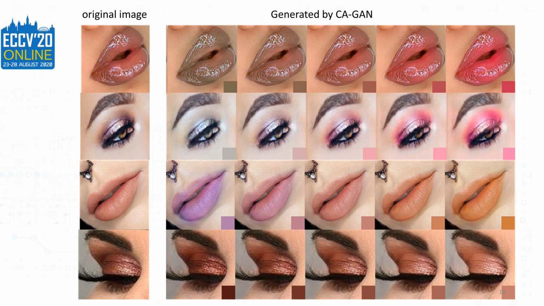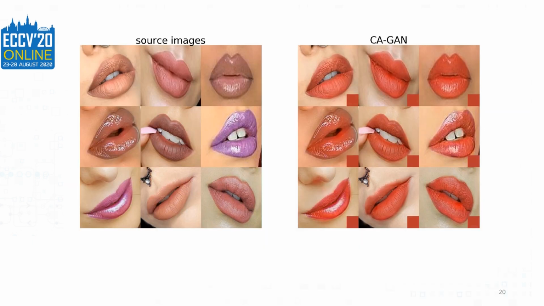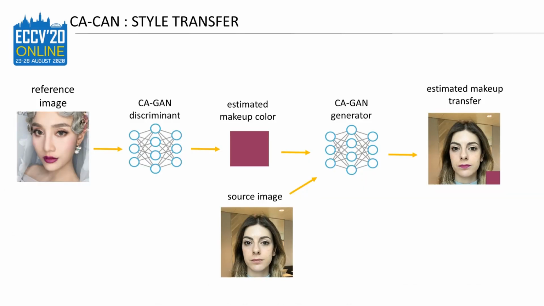Notice that even though there is no special information passed to the generator, our weakly supervised approach is capable to learn an accurate segmentation of the object of interest. In addition, since color is represented in a three-dimensional space, our model can modify color in a continuous manner to reach any shade variation. To perform makeup transfer, we use the discriminator module to estimate makeup color from the reference image. The estimated color is then passed to the generator together with the source image to produce the estimated makeup transfer.